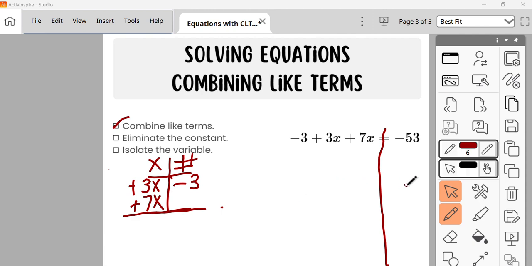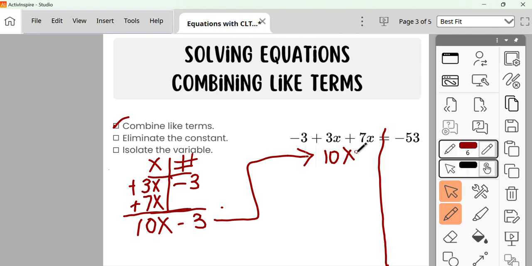Okay? So 7 x's and 3 x's makes 10 x's. And you bring down the -3. So you end up with 10x minus 3 when you combine the like terms up here. So I'm going to put 10x minus 3. You always combine like terms, or distribute and combine like terms. You simplify before you ever start to solve.